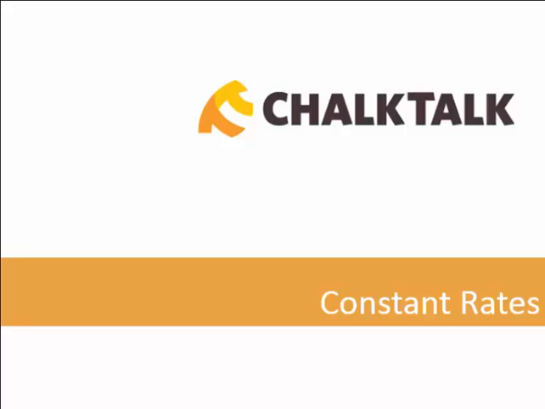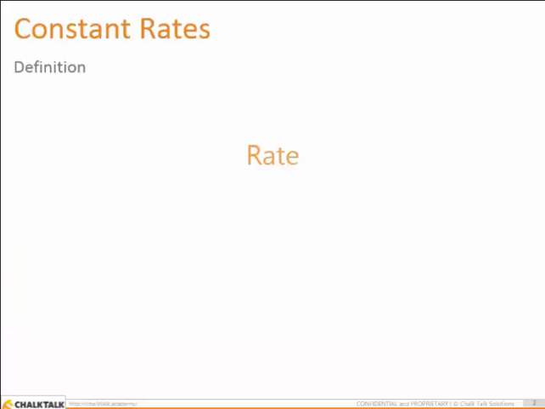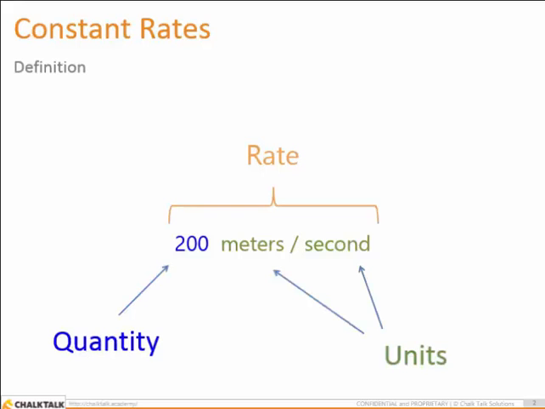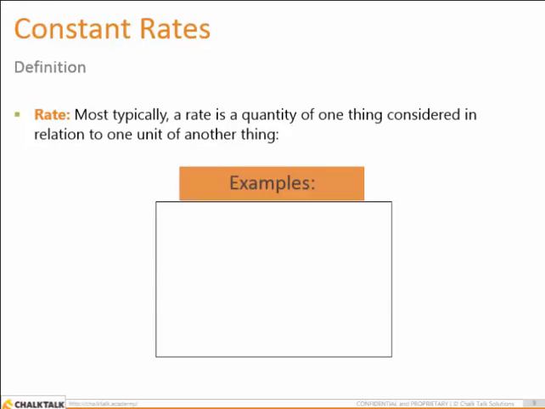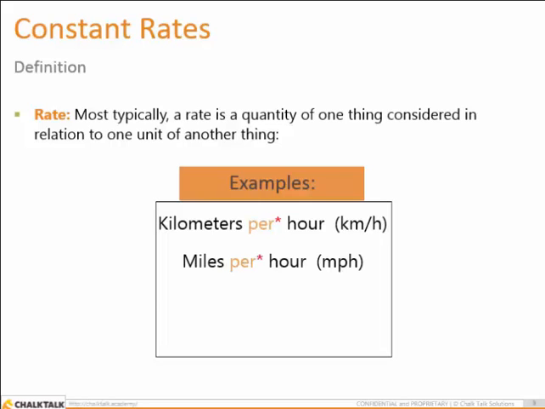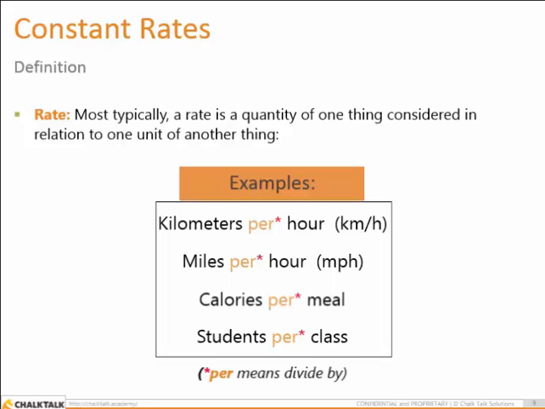In this lesson, we'll learn about rates, which are often used to measure change over time. A rate is composed of two parts, the quantity and the units. Most typically, a rate is a quantity of one thing considered in relation to one unit of another thing. Examples include kilometers per hour, miles per hour, calories per meal, and students per class. The word per means to divide by.